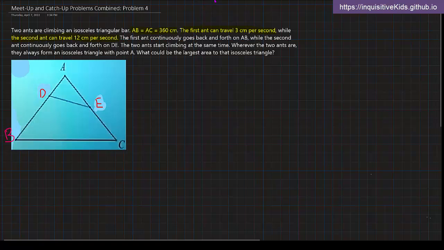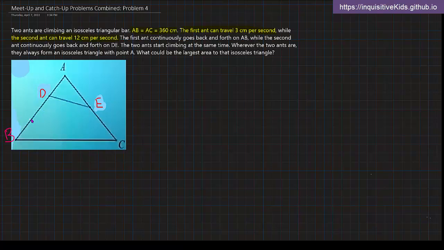The first ant continuously goes back and forth on AB. So AB, just like this. While the second ant continuously goes back and forth on DE, like this. The 2 ants start climbing at the same time. Wherever the 2 ants are, they always form an isosceles triangle with point A.